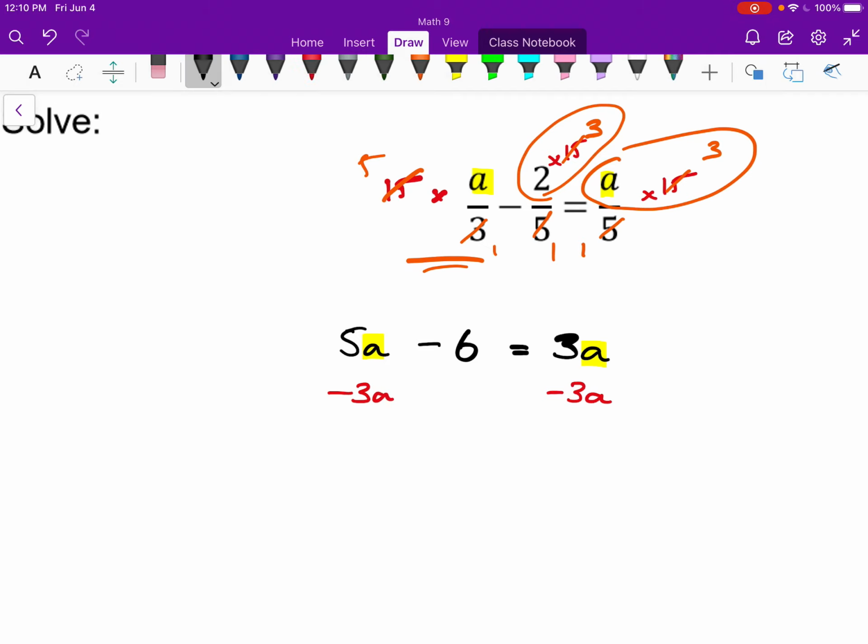I've got to be a little bit careful. On the left-hand side, 5a minus 3a is 2a. Take away 6. On the right-hand side, 3a minus 3a is 0. So I need to show that 0 because there's nothing else left.